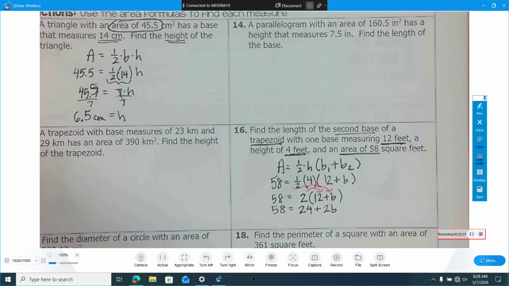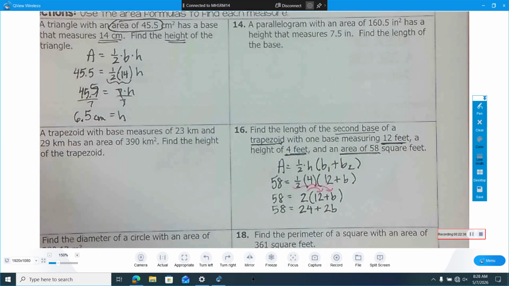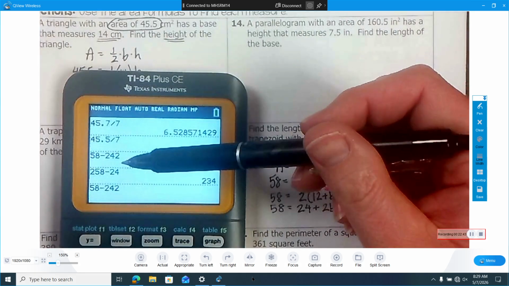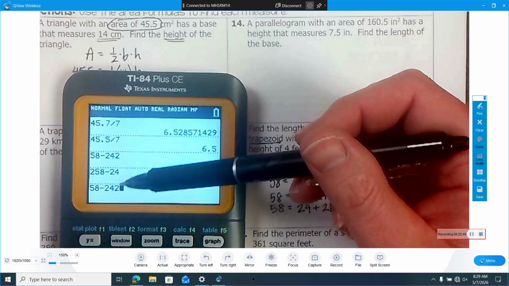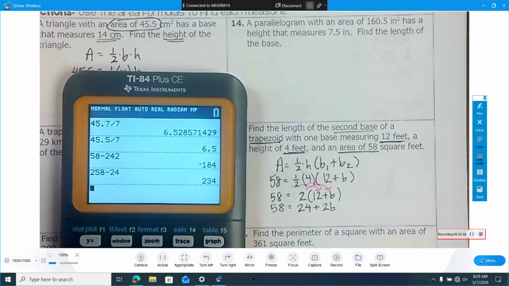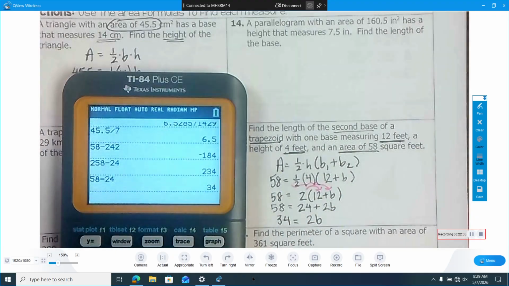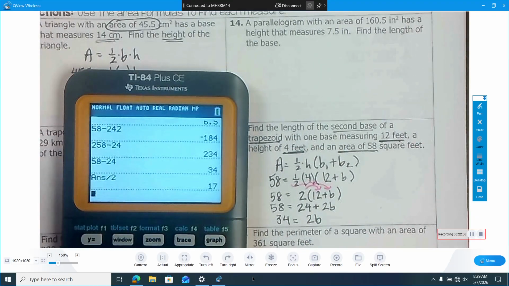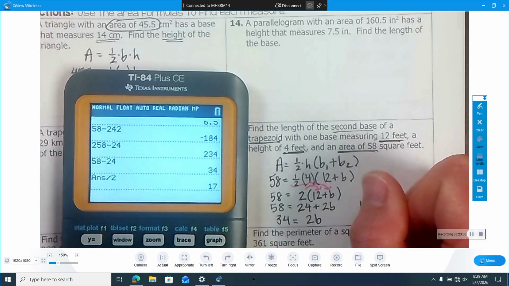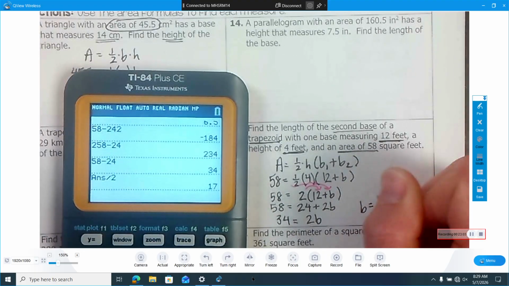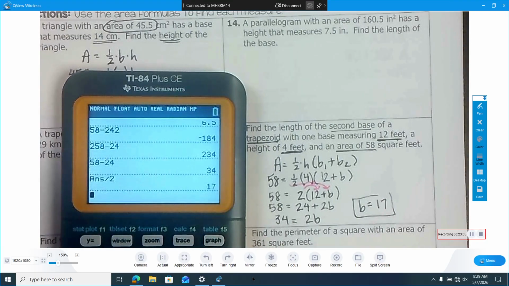Subtract 24. Whoa, 58 minus 24. Oh my God. No, wow. Look at what I just typed. 58 minus 24. All right. 34 equals 2B. And then divide by 2. I think the keys are sticky. That's more what I'm feeling. So that other base is 17.